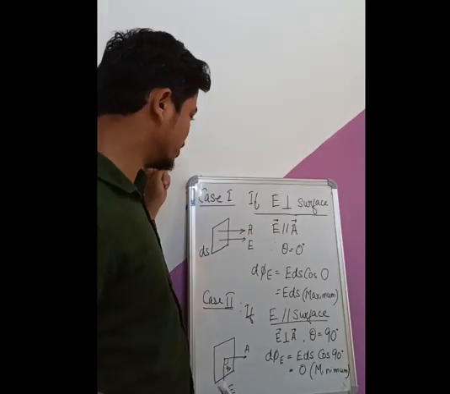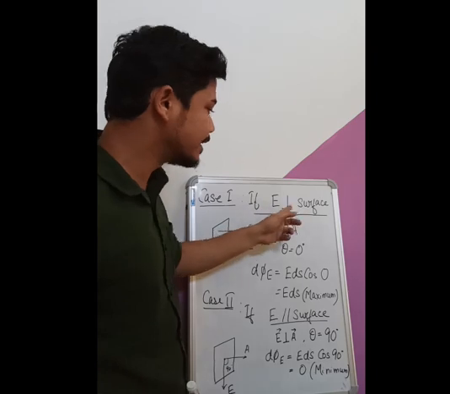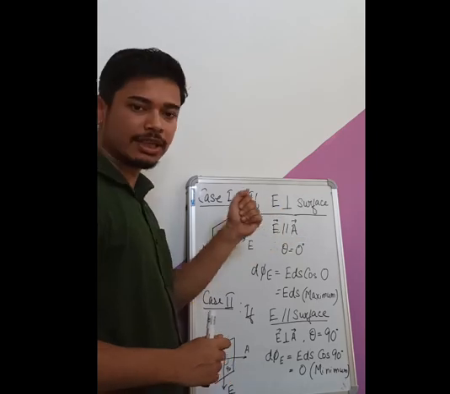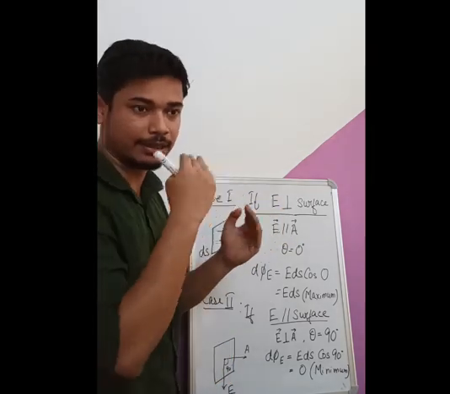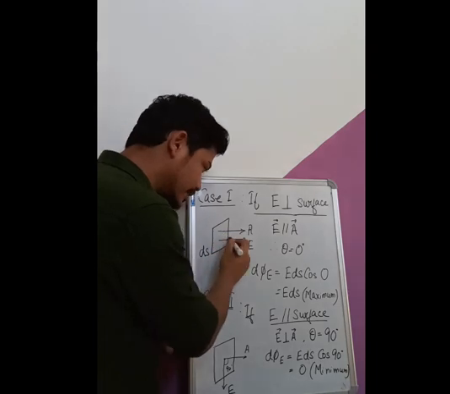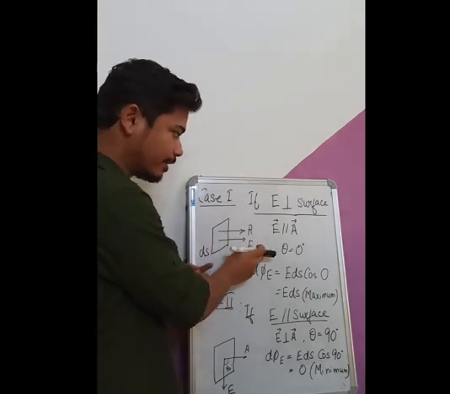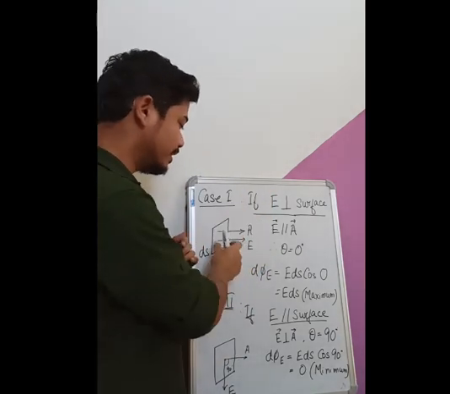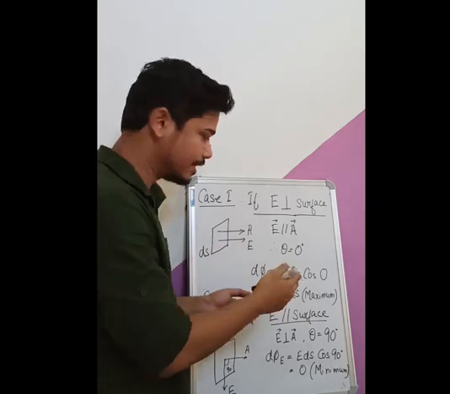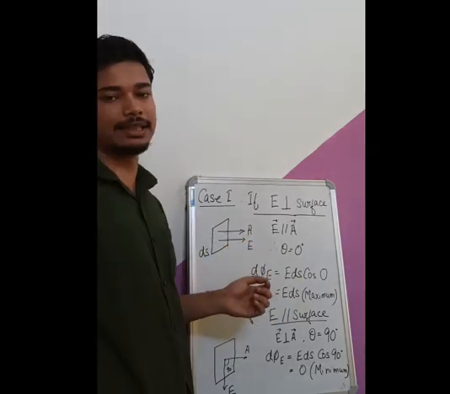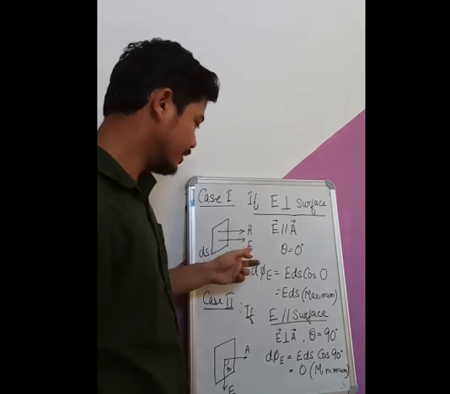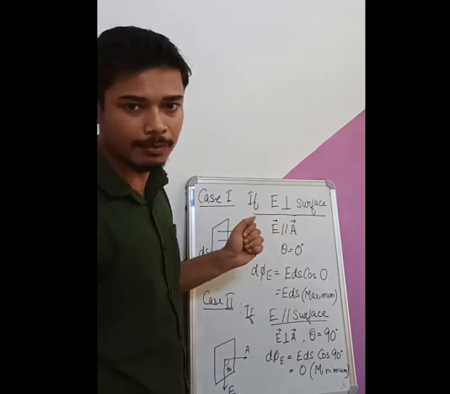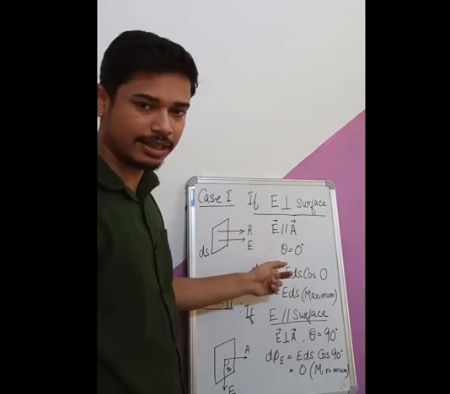Here we consider two special cases. The first case is if E is perpendicular to the surface. So this is the surface ds. If E is perpendicular to the surface, then in what direction will the vector E lie? Since this is the surface and E vector is perpendicular to the surface, we get E along this direction. And we also know that the direction of area vector is perpendicular to the surface. Therefore the area vector will also lie in the same direction. So the electric field vector E and the area vector A are parallel to each other. So what would be the angle between them? That will be equal to 0 degree. So here theta becomes 0 degree.